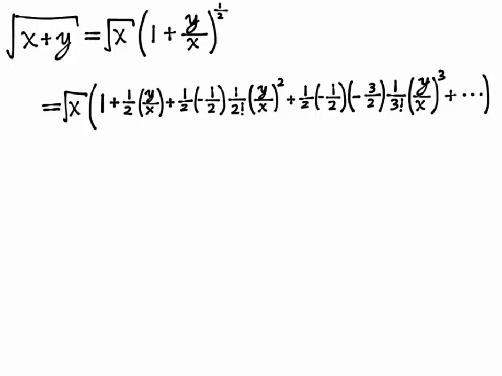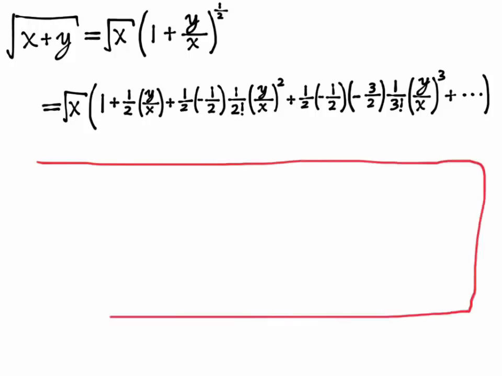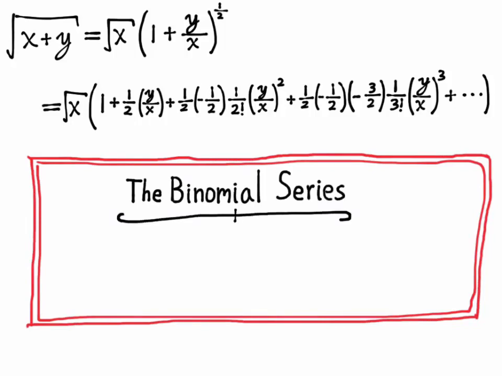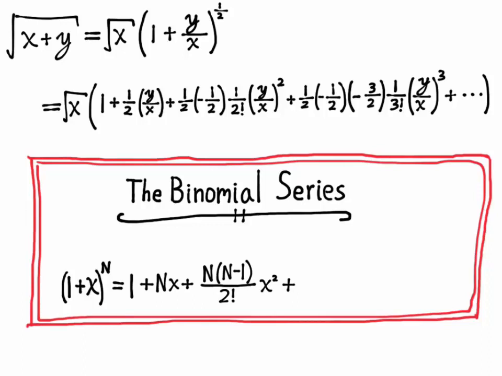So let's write out the general form of what we're going to call the binomial series, because after all, this is an infinite series, and the general rule is (1 plus x) to the n is 1 plus nx plus n times (n minus 1) over 2 factorial x squared plus n times (n minus 1) times (n minus 2) over 3 factorial times x cubed, and on forever. And the pattern is clear, so you can see how to continue this forever.